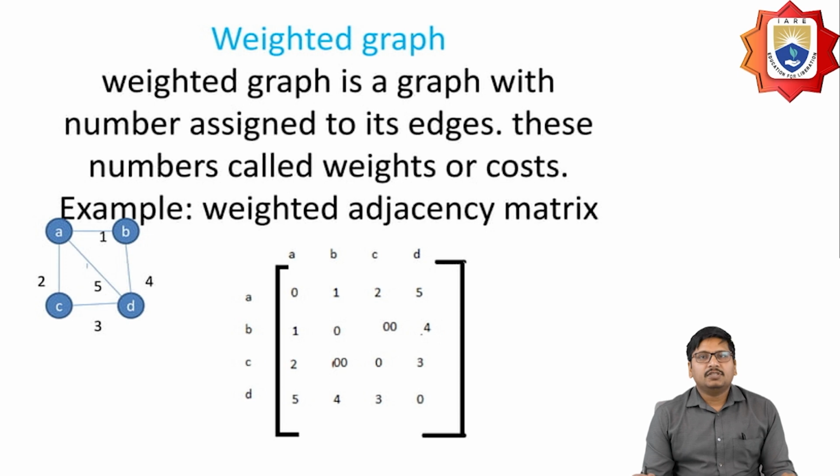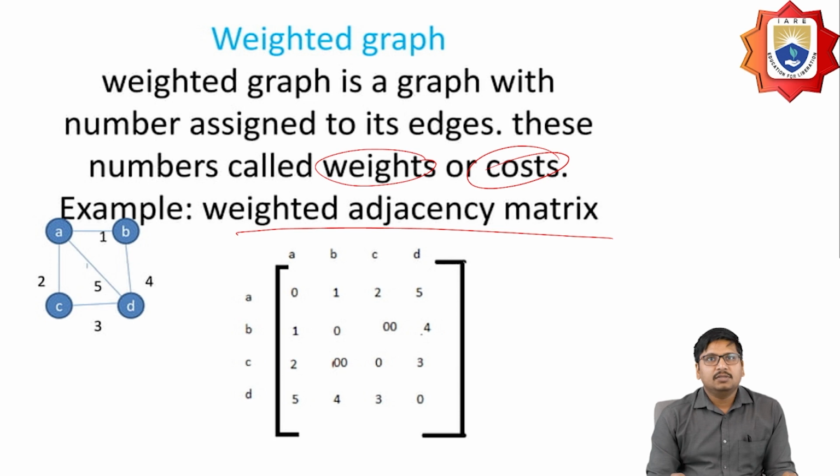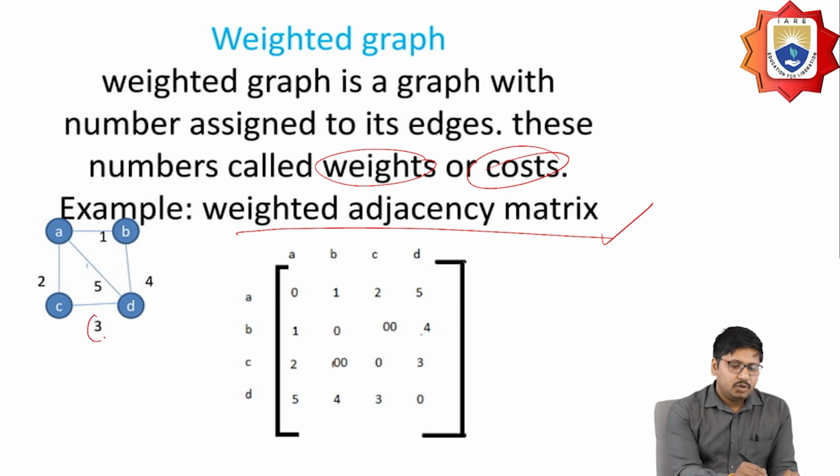So a weighted graph is nothing but a graph with a number assigned to the edges, and these numbers are called weights or costs. For example, a weighted adjacency matrix. A weighted graph is a graph with numbers assigned to the edges, and these are called weights and costs. An example, a weighted adjacency matrix. That means the edges carry weights along with them.